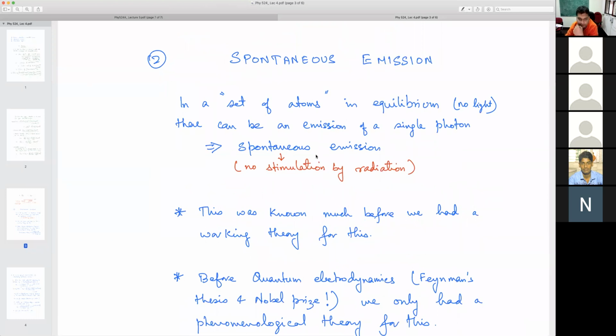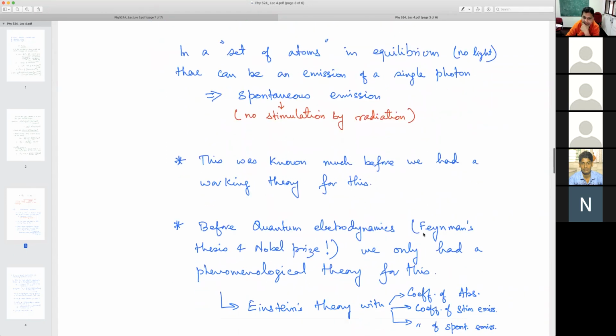Okay. So the major point here is that spontaneous emission, the phenomenon, was known much before we had a working theory for this. What I call a working theory is the way we understand this best currently, which is in terms of quantum electrodynamics, which was basically Feynman's thesis and Nobel Prize, etc.